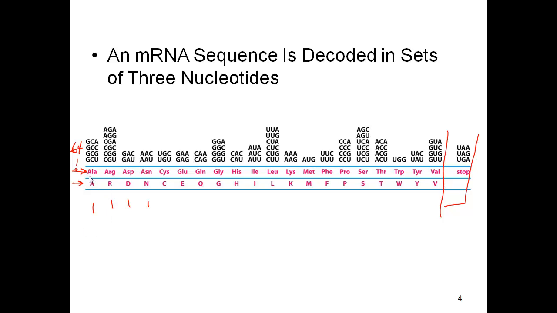For instance, alanine, that's a hydrophobic amino acid. Arginine is a positively charged amino acid. Aspartic acid is a negatively charged amino acid, and so on. Now let's focus on alanine.